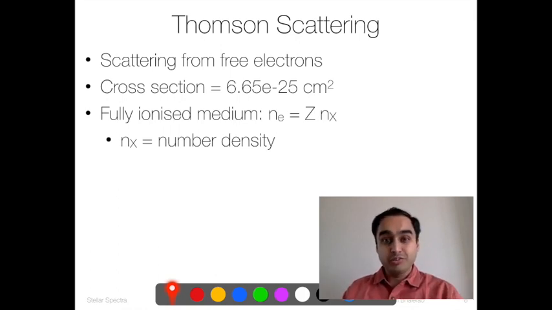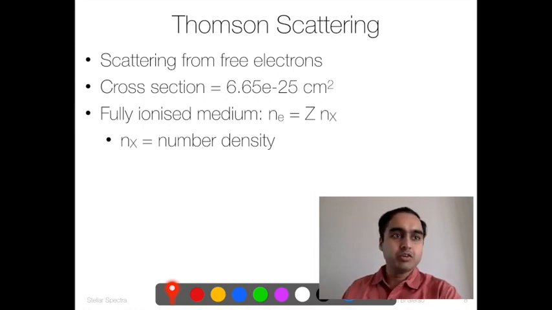Now what is the size of an electron? That's a very tricky question. But for our purposes right now, what we can talk about is the effective cross-section area of an electron for absorbing a photon. So each electron from this perspective acts like a sphere, or any object, whose cross-sectional area is 6.65 into 10 raised to minus 25 centimeters square. And this is called the Thomson scattering cross-section.